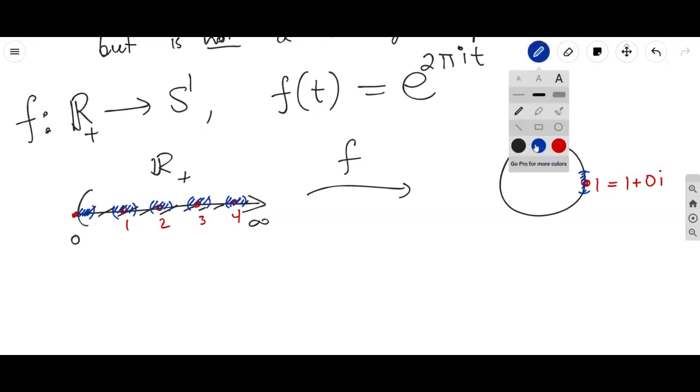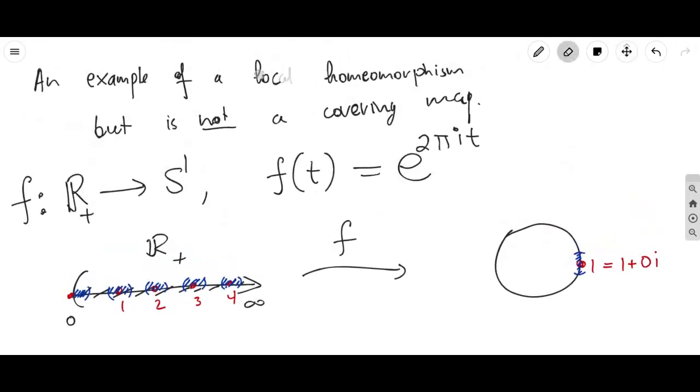And the issue is that this function f is mapping each of these blue pieces homeomorphically to that blue piece. So for that reason, this is a local homeomorphism. Each of these is being mapped homeomorphically to that one. So it's a local homeomorphism. But what about this one?